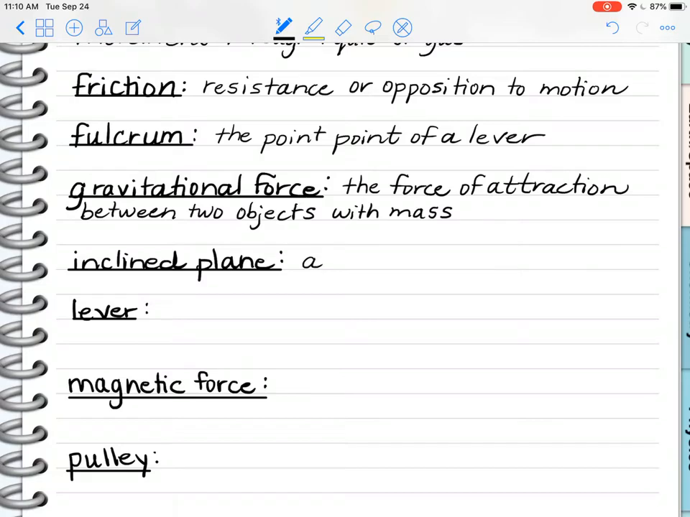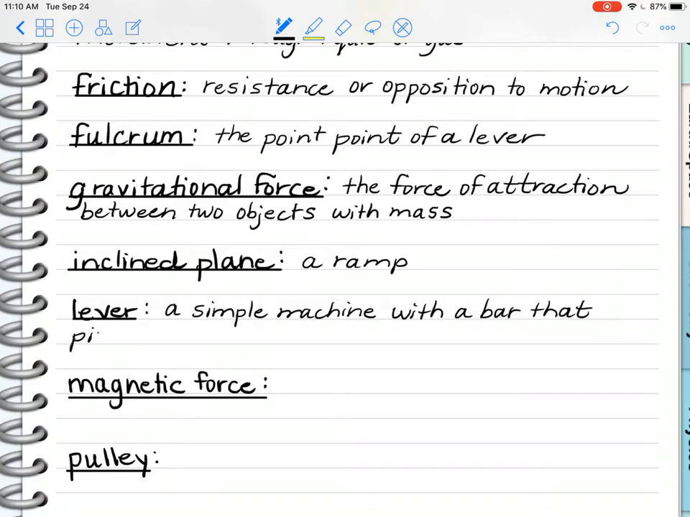An inclined plane, we saw a picture of that. That is simply a ramp. A lever is a simple machine with a bar that pivots about a point. And you remember what that point is called? Where that bar was lying on that rock is called the fulcrum. That is the point where it pivots.